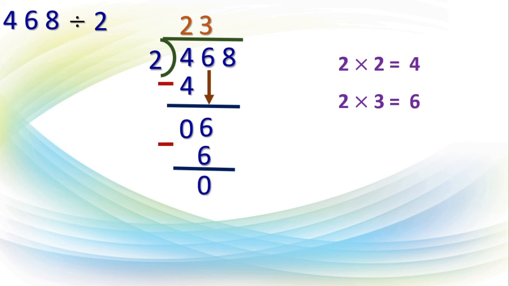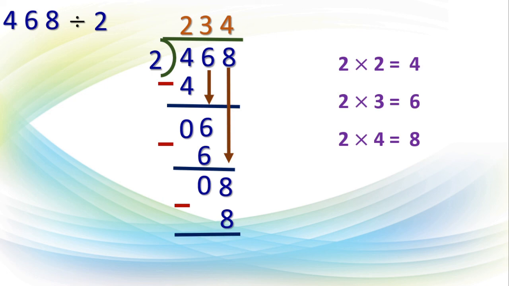Now what remained? Unit, that is 8 unit left. So we will take 8 down. Now 2 fours are 8. So we will write up 4 and we will take 8 down. 8 minus 8 is equal to 0. What is the quotient here? 234. Divisor 2, dividend 468, and remainder is 0.